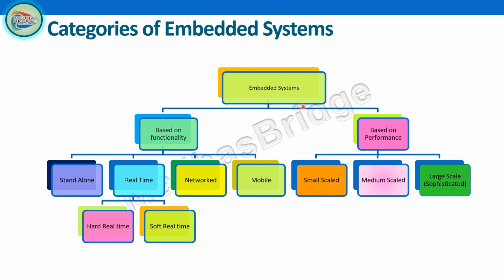Embedded systems are also classified based on functionality and based on performance. Standalone embedded systems, real-time embedded systems, networked embedded systems, mobile embedded systems. These are all categorized based on functionality. In real time, we have hard real time and soft real time embedded systems. Based on performance: small scaled, medium scaled, large scaled embedded systems.